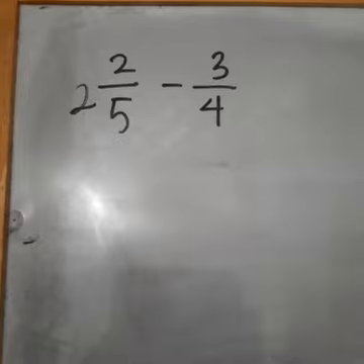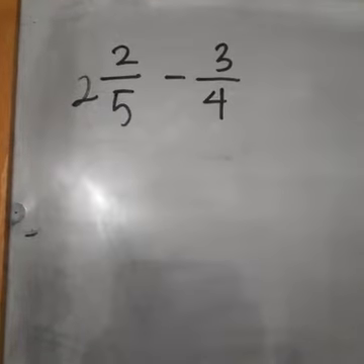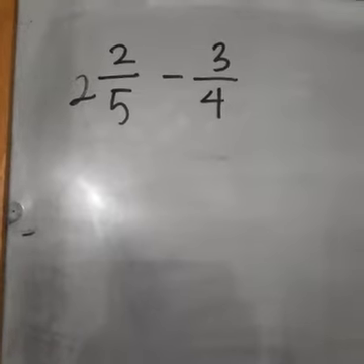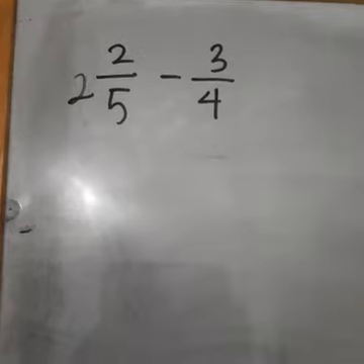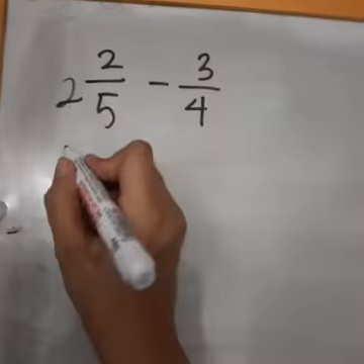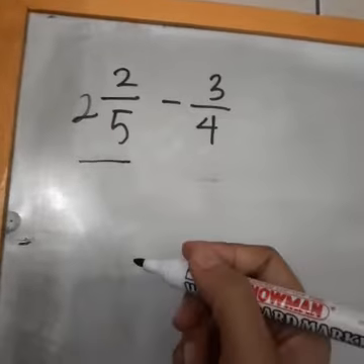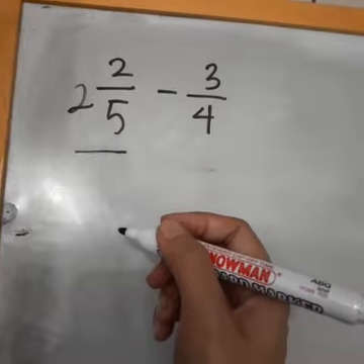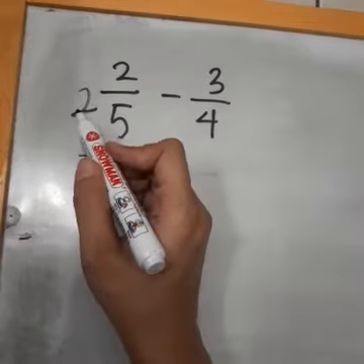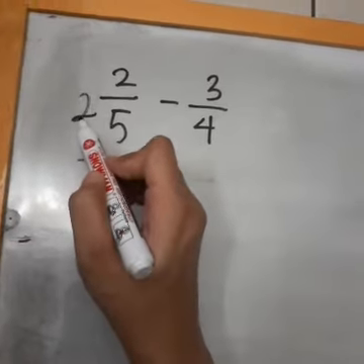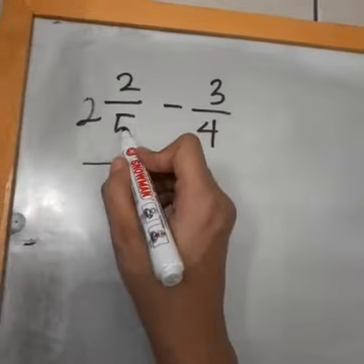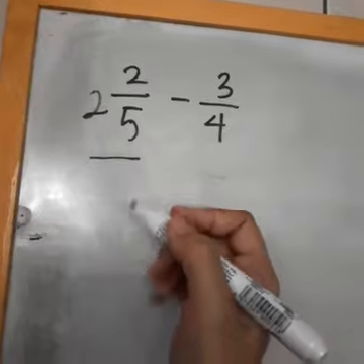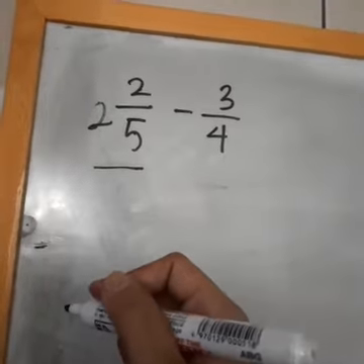Okay, the second example is 2 2/5 minus 3/4. In this example, there is a mixed fraction and a proper fraction. To solve this problem, we have to change the mixed fraction into an improper fraction. And how to change it? First, look at the numbers. 2 here is the whole number, 2 here is the numerator, and 5 here is the denominator.